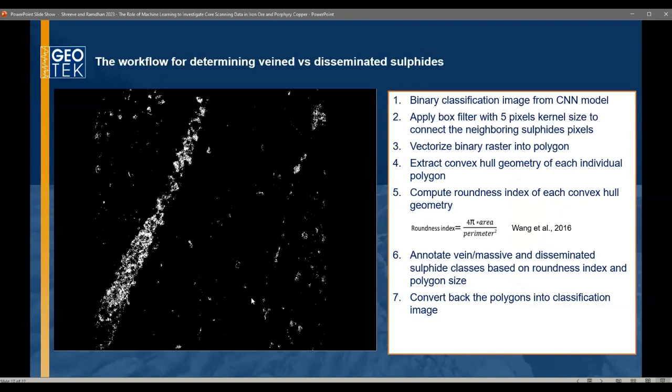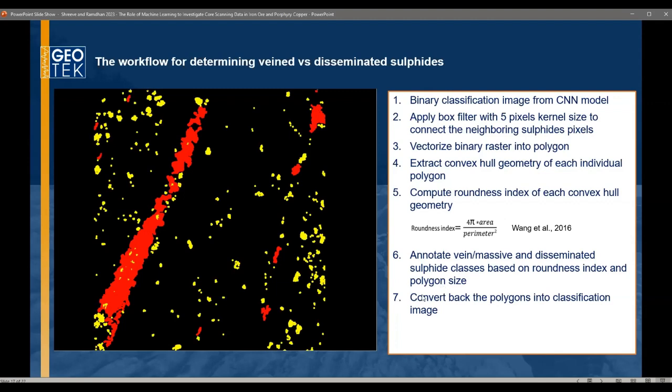The next stage we have to do is look at a workflow that enables us to say whether it's veined or disseminated sulfide. And this, of course, has big implications for the geometallurgy, but also the understanding of how sulfide is distributed throughout the core from a geological history perspective. So we go through a series of different steps that we outline here. We try to create polygons. We look at the shape of the polygons. We look at the roundness, and we try to see how close they are to one another so that we could go to the next step to say the red being veined and the yellow being disseminated. So we can start to create some statistics about where the sulfide lies.